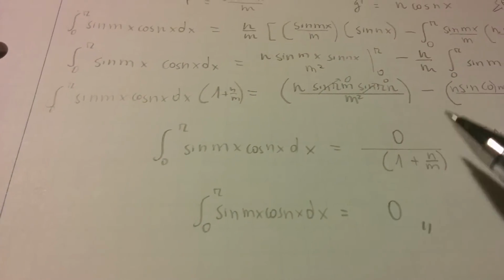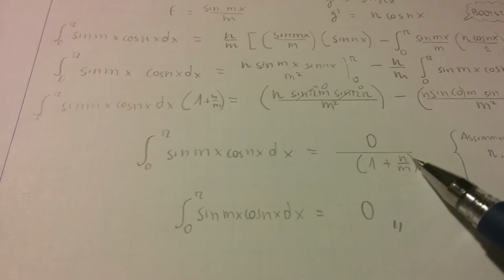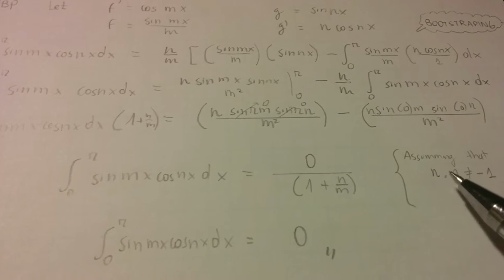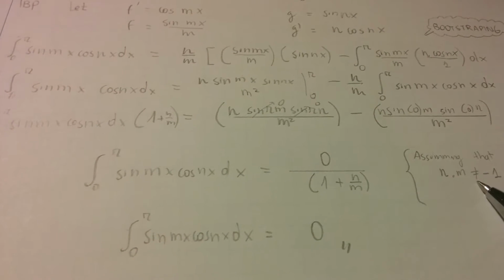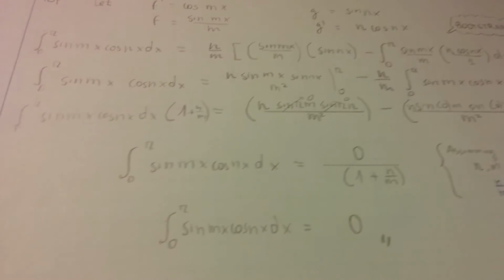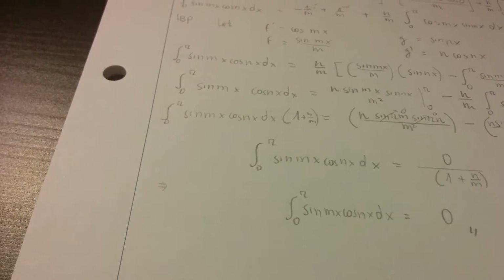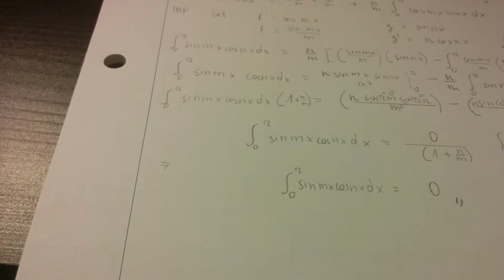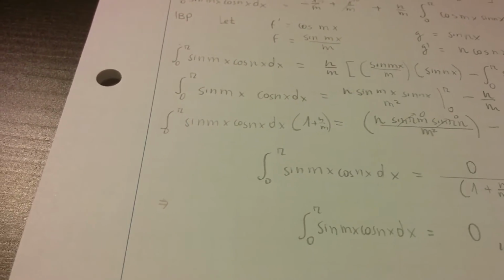And we ended up with a number which is 0 over 1 plus n over m. So we need to make an assumption here as in the last exercise. So we need to assume that n divided by m cannot be equal to minus 1. So then we demonstrate that the left-hand side is equal to 0. Therefore, the left-hand side, which was reduced to 0 by the bootstrapping method, the same as the other exercises, and the integration by parts, will be equal to 0.